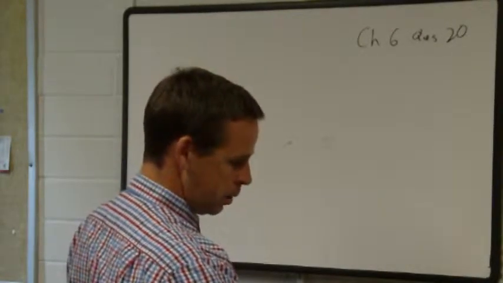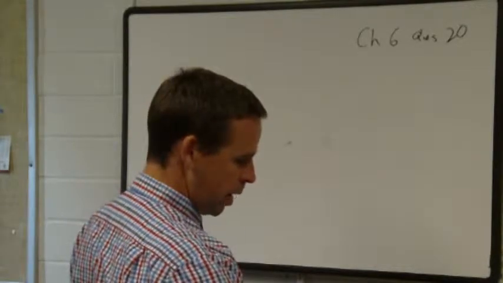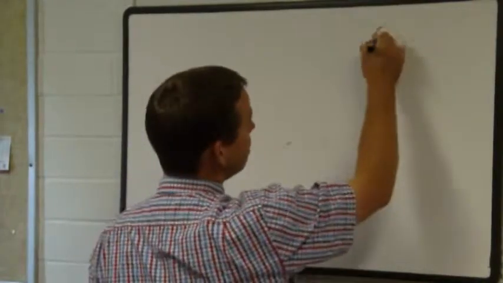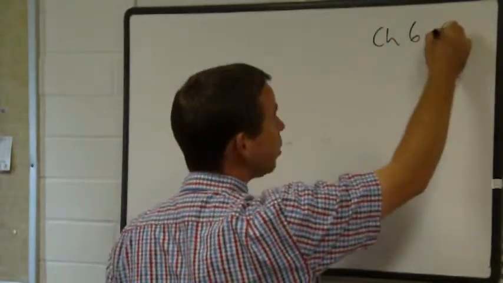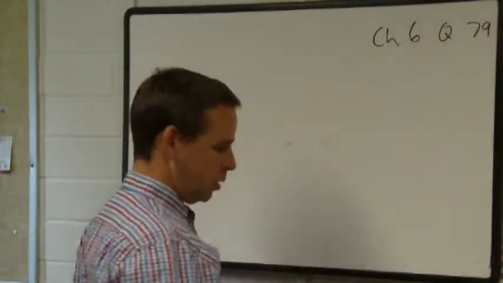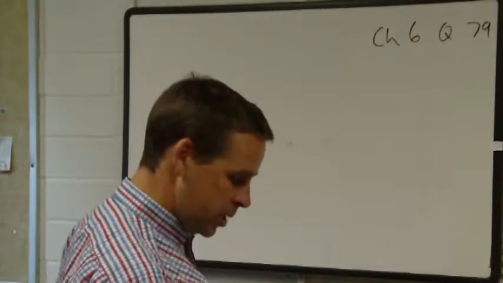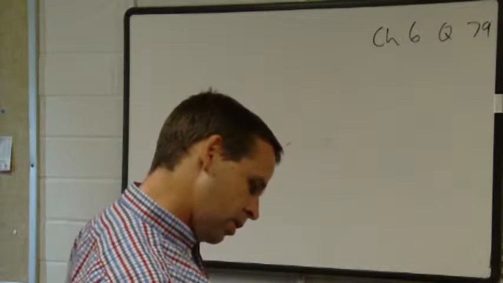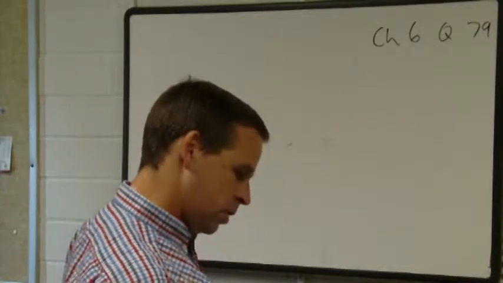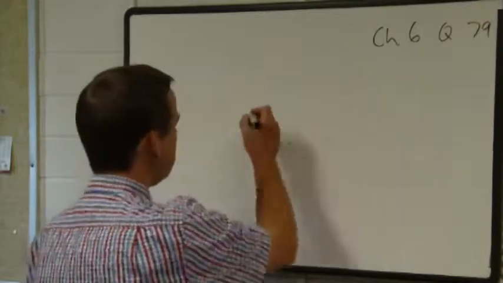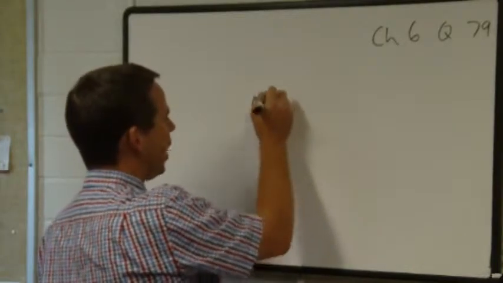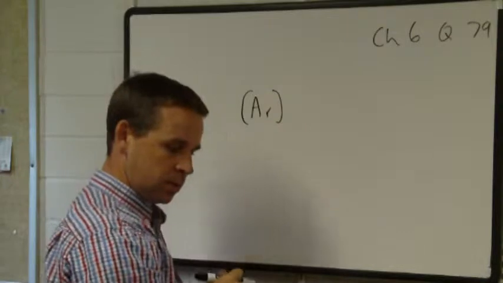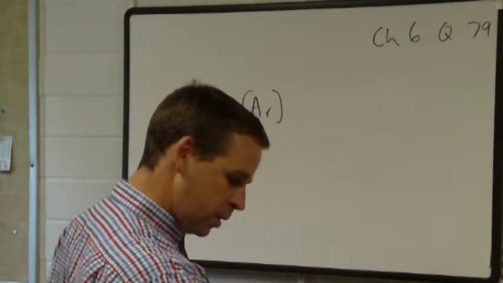All right, question 8. The ground state electron configuration for zinc. So this is chapter 6, question 79. And we're looking for zinc. We want to know the electron configuration for zinc. It has 30 electrons. The argon is the noble gas, the next noble gas as you go backwards from zinc.